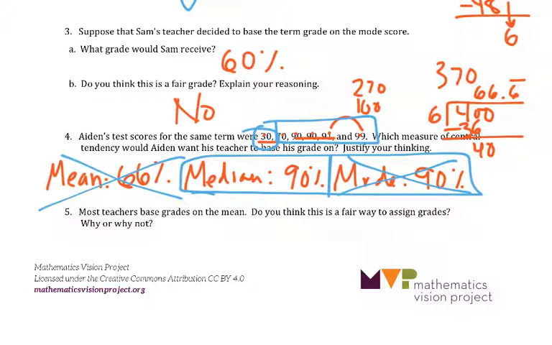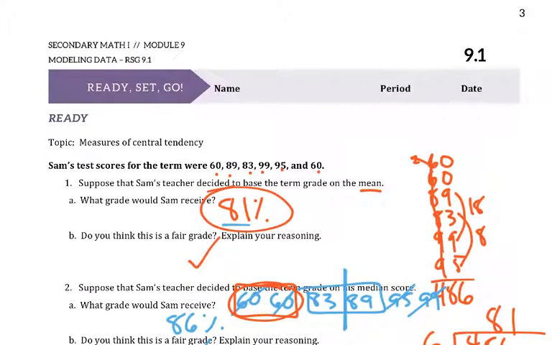Okay, now 5, most teachers base grades on the mean. Do you think it's a fair way to assign grades? Kind of depends. We're trying to look at the center and get the middle of what you've done. And so that's kind of why we do what we do. So that was all. Kind of a short one, but that's it.